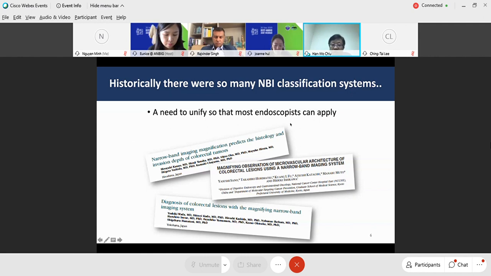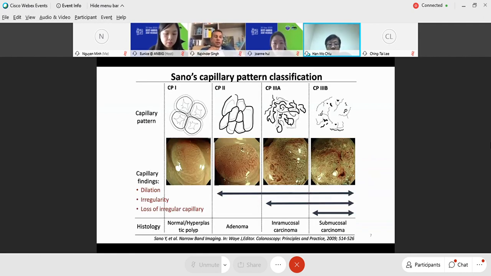So historically, there are several narrow band imaging classification systems, and it is very important to unify the classification system such that our endoscopists can communicate with each other using the same classification system. So Dr. Sano's classification system, which was proposed by Dr. Sano, the inventor of the NBI system, is the very first classification system for NBI. And I think many of our audience or our doctors are quite familiar with this first NBI classification system.